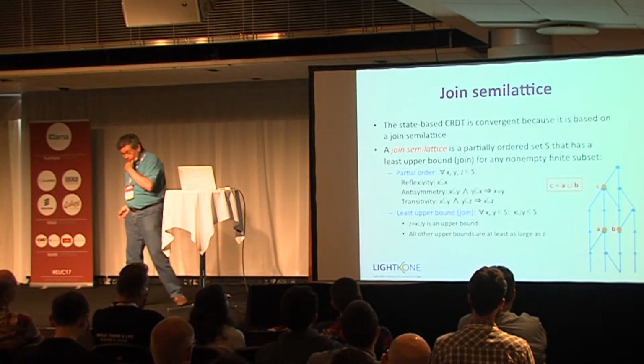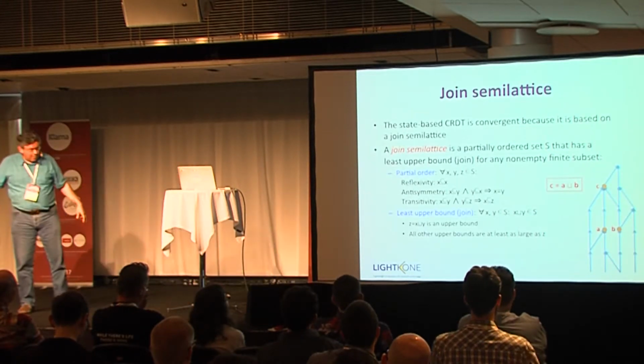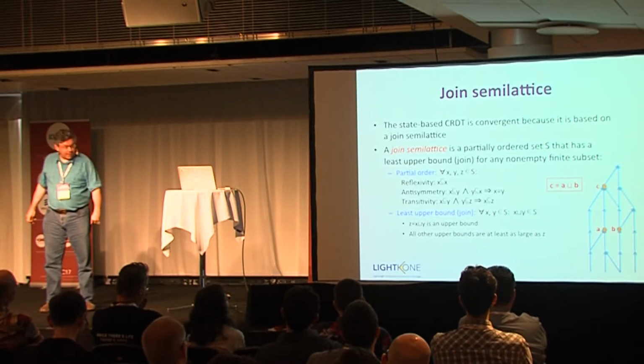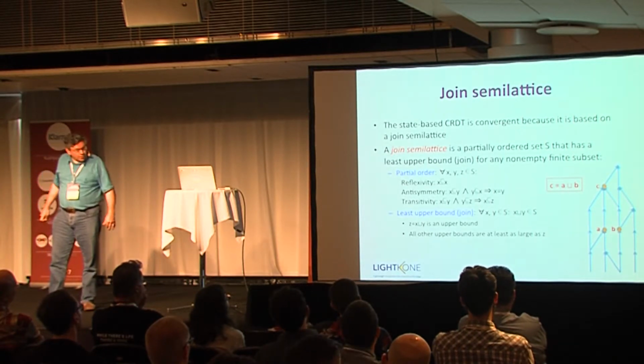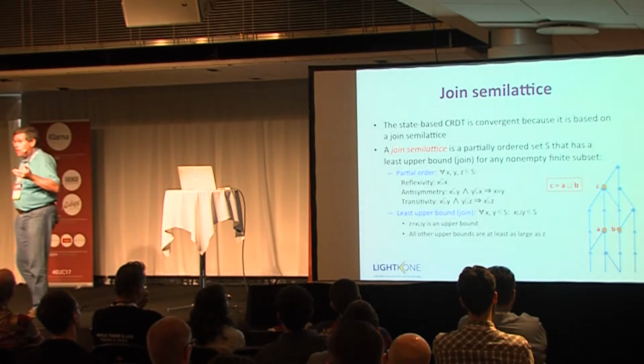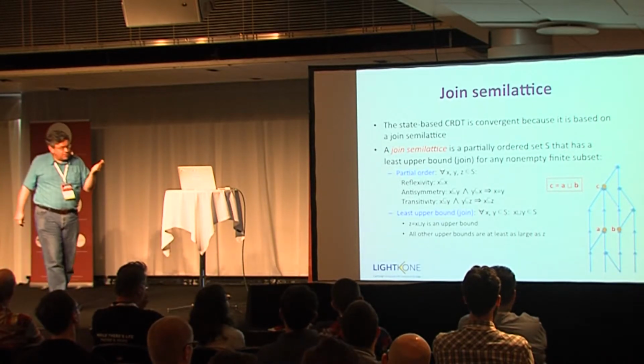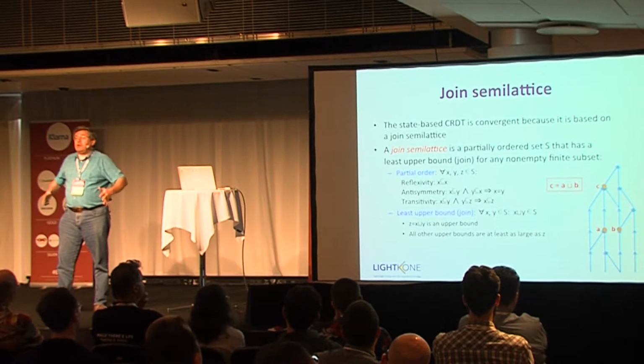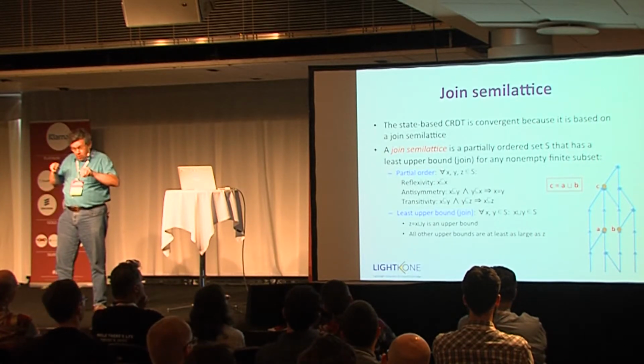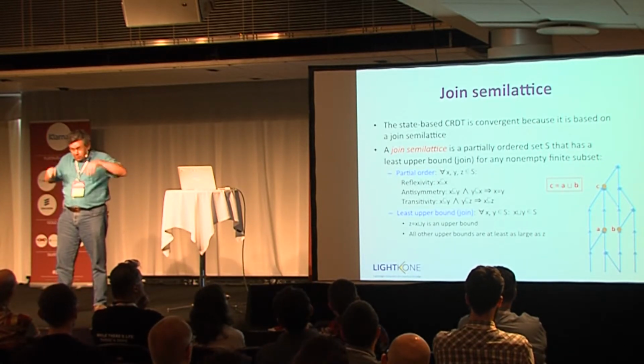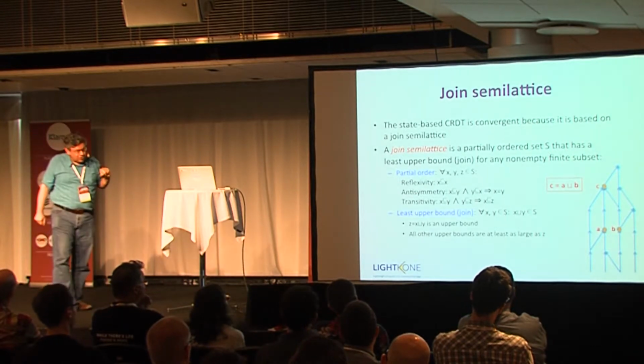So a little bit more about the join semilattice, which is the magic ingredient that makes the state-based CRDT work. So a join semilattice is actually not a very complicated thing. It's two things. It's a partial order, so basically nodes with arrows between them going in a particular direction.